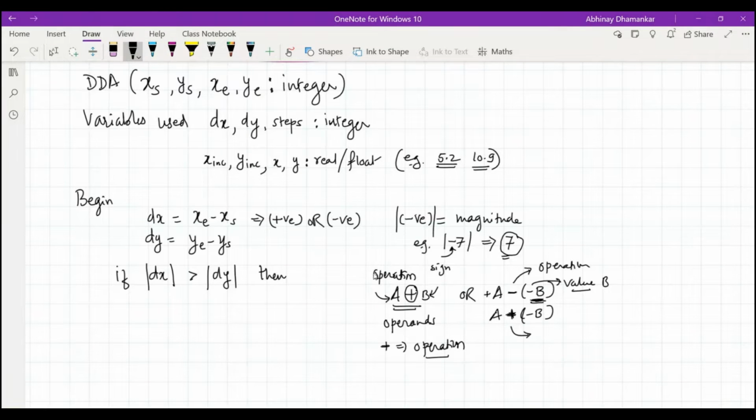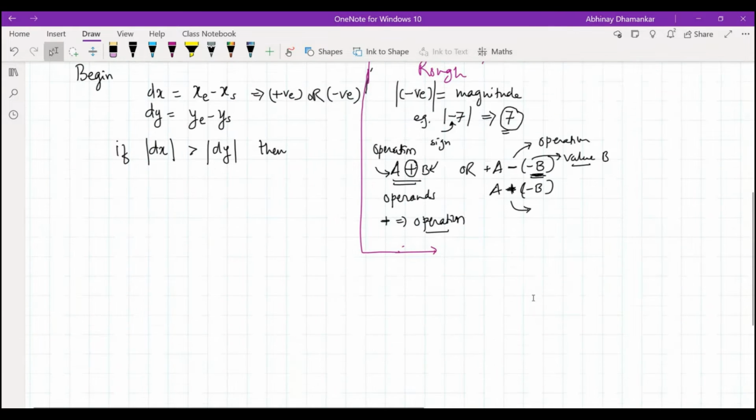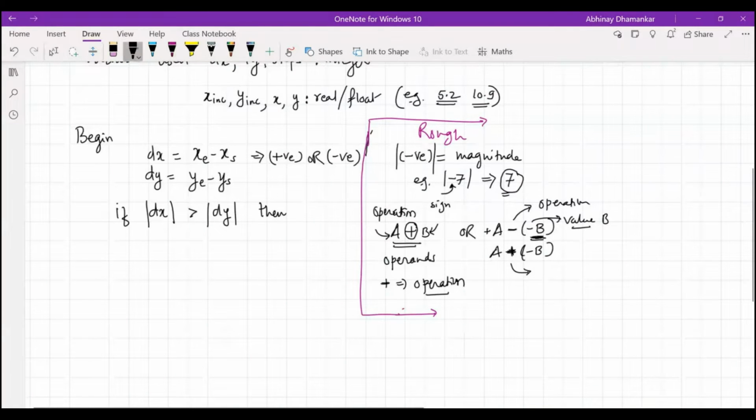There is no need. And I will mark this part as a rough part. Okay, so this is the rough part. Fine, right? So this is just for discussion purposes. Let it be there. So here we require a magnitude of x.